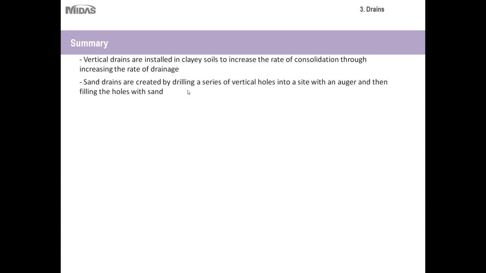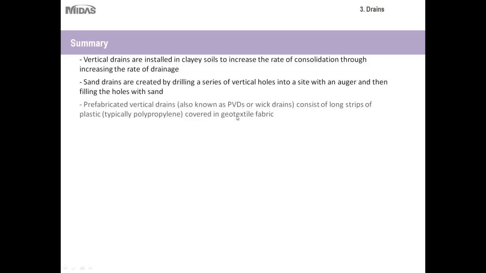Sand drains are created by drilling a series of vertical holes into a site with an auger and then filling the holes with sand. As we discussed, sand has a very high permeability as opposed to clay. So once you have those sand drains installed, the water, instead of having to seep vertically the entire way, will seep horizontally or laterally first into the sand drains and then very quickly vertically up the drains to the surface. And then prefabricated vertical drains, also known as PVDs or wick drains, consist of long strips of plastic, typically polypropylene, covered in geotextile fabric.